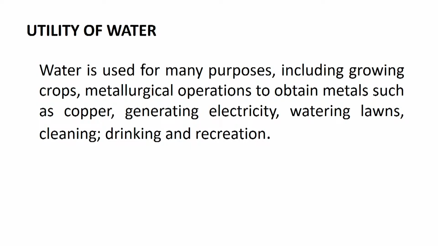Water, we know, is used for many purposes like growing crops, metallurgical operations, and domestic uses. When we talk about metallurgy, it is used to obtain metals like copper. It is also used for generating electricity, watering lawns, cleaning, drinking, bathing, and recreation. So we can say water is the most important essential element for our life and for all living beings, including plants and animals. Without water, plant and animal cells cannot survive or function, and they ultimately die.